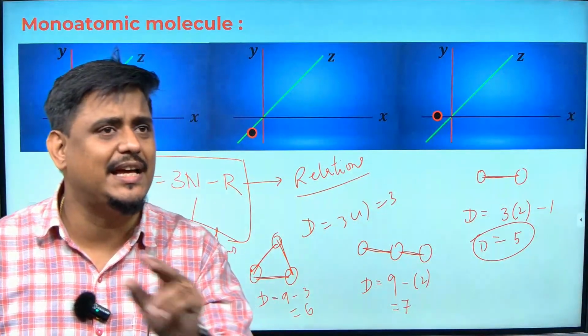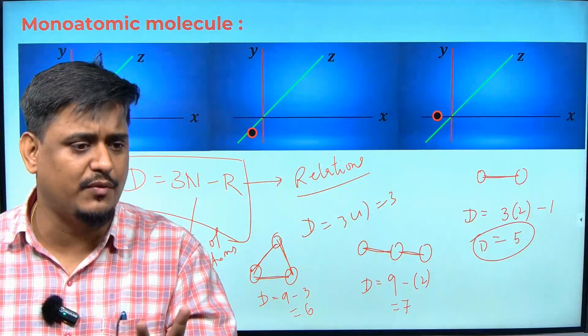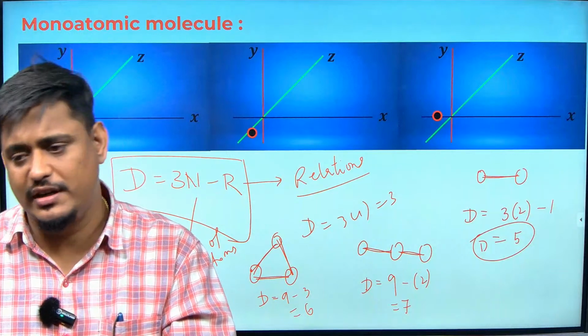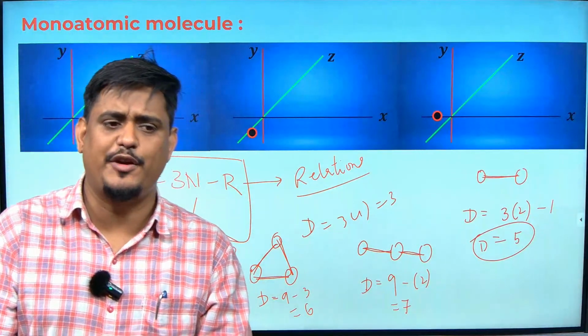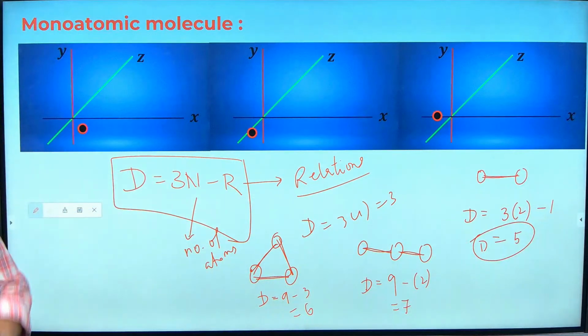A monatomic gas has no relation. A diatomic gas has one relation. Triatomic can have 2 relations if it is linear and 3 relations if it is non-linear. So based upon that, we can find degree of freedom of them, and we have got degree of freedom as different: 3, 5, 6, and 7.